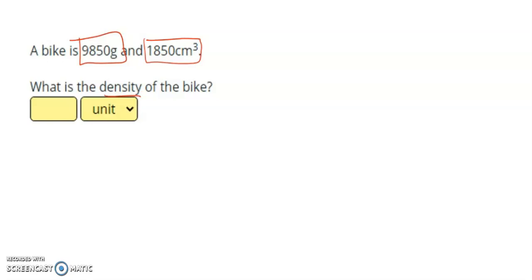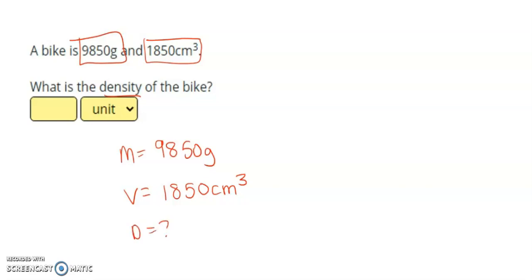Grams tells me that that first value is mass. So M equals 9,850 grams. Cubic centimeters on that next value tells me that's volume. So that's equal to 1,850 cubic centimeters. And density is unknown. We're going to solve this using the equation D equals M divided by V. Density equals mass over volume.